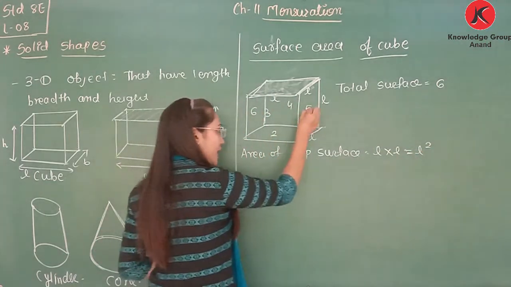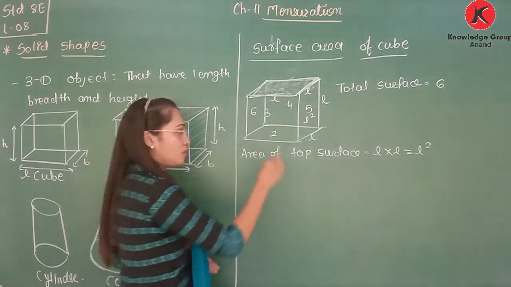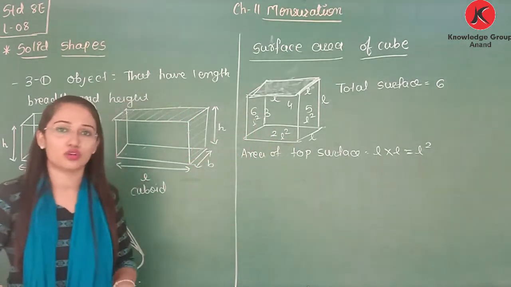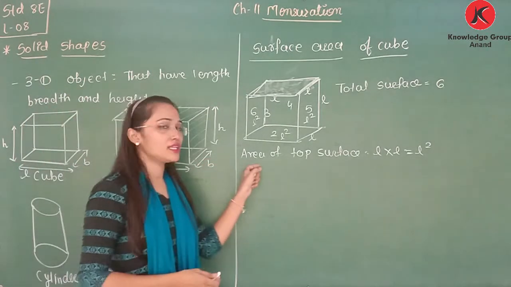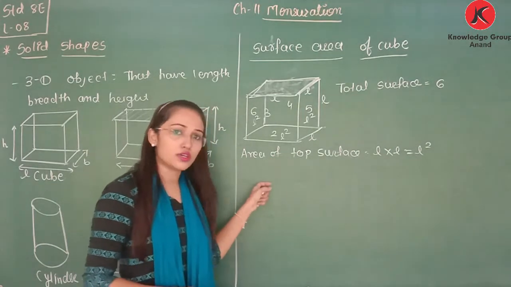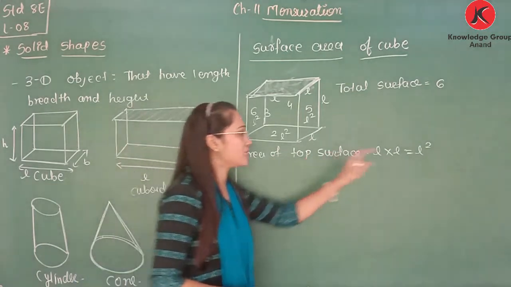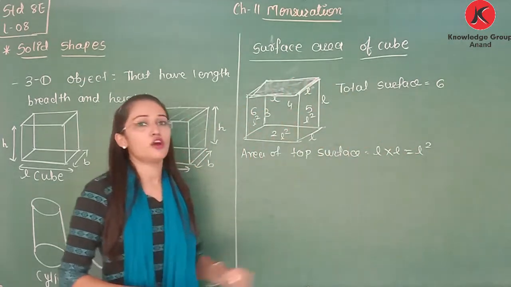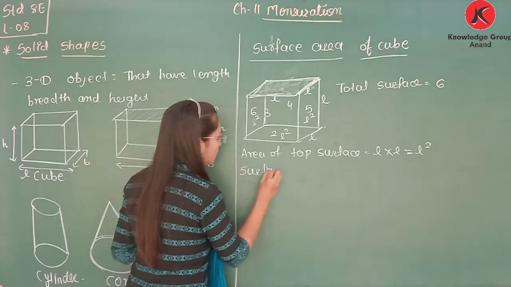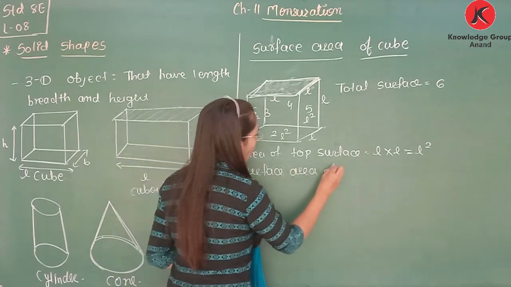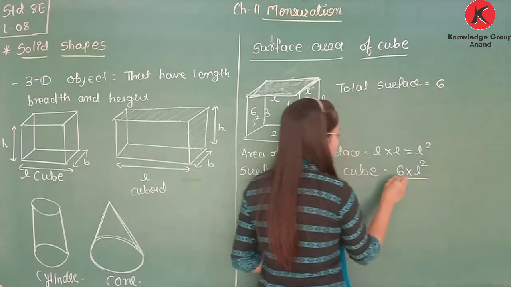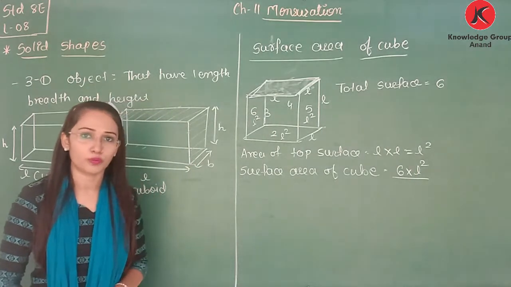Same for the bottom, it is also L square. This one is also L square. Front side is also L square. Back side is also L square. So how many times do we need to count L square? 6 times, because each face is a square and the area of a square is L square. So the surface area of a cube is 6L square. So we can write: surface area of a cube is 6 multiply L square. This is the equation for the surface area of a cube.